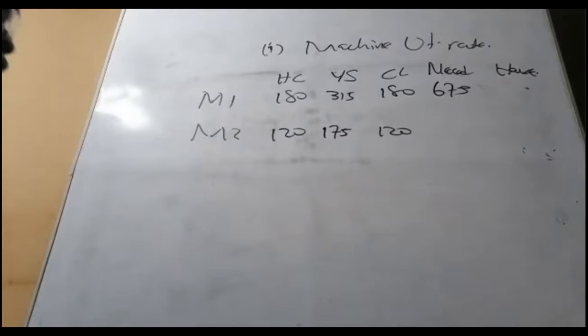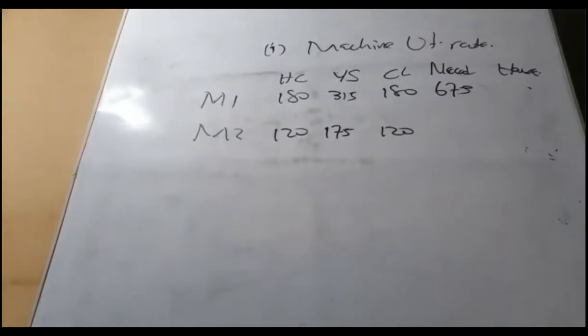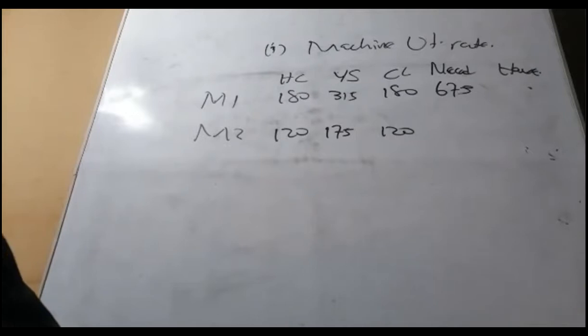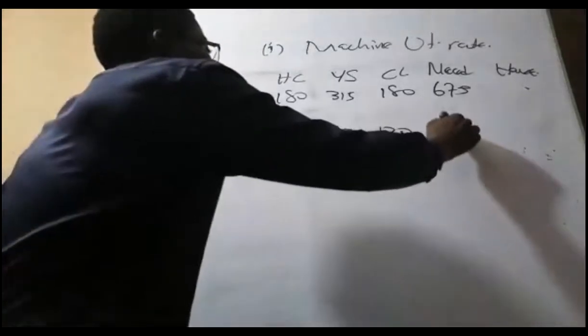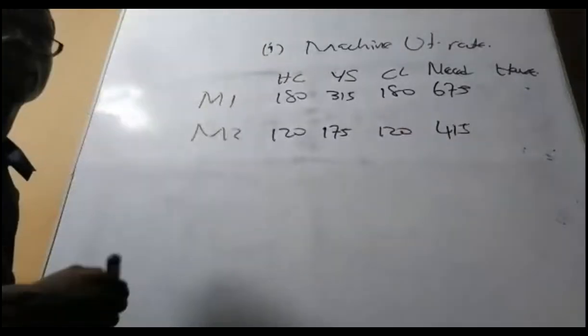So here too, 120 and 120. That'll give us 240. 240 plus 175. That'll give us 415. Okay.